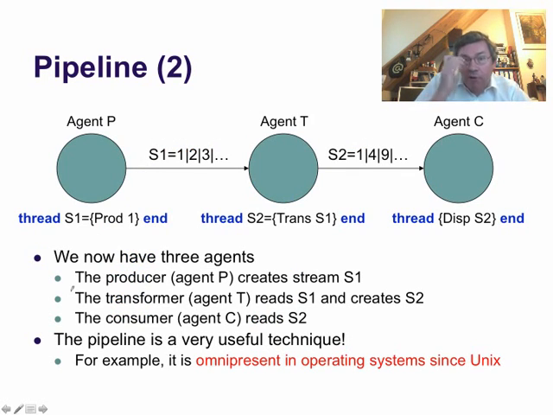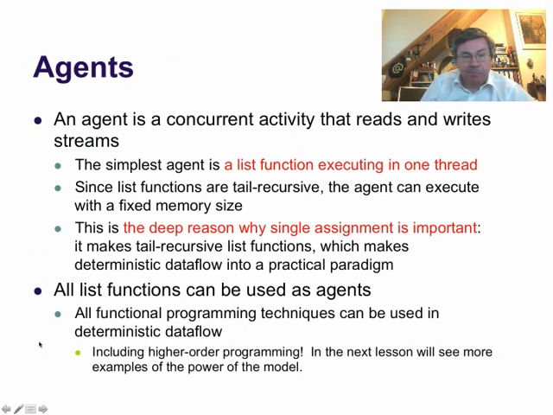So in the graphical notation it looks like this. We have now the three definitions, three agents, P, T, and C, and two streams connecting them together. Okay, three agents, producer, transformer, consumer, and two streams, S1 and S2. You see how easy it is to write this kind of program. This is called a pipeline, and it's a very useful programming technique. In fact, it was pioneered in operating systems since Unix, and now it's very, very useful.